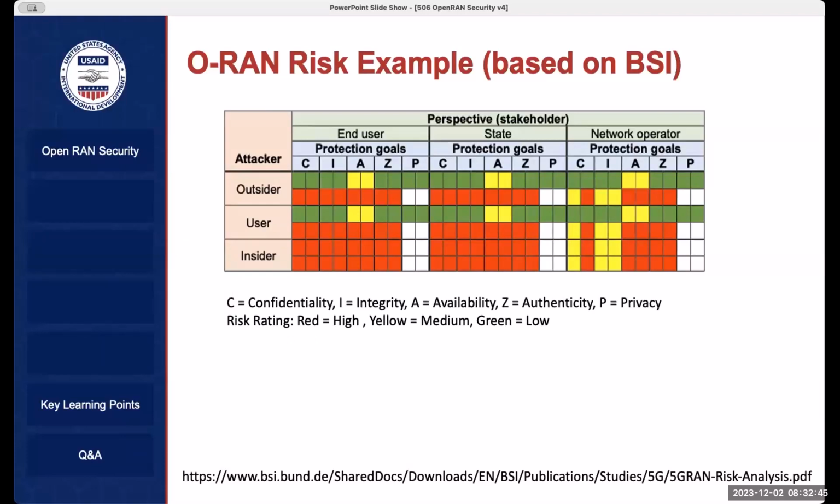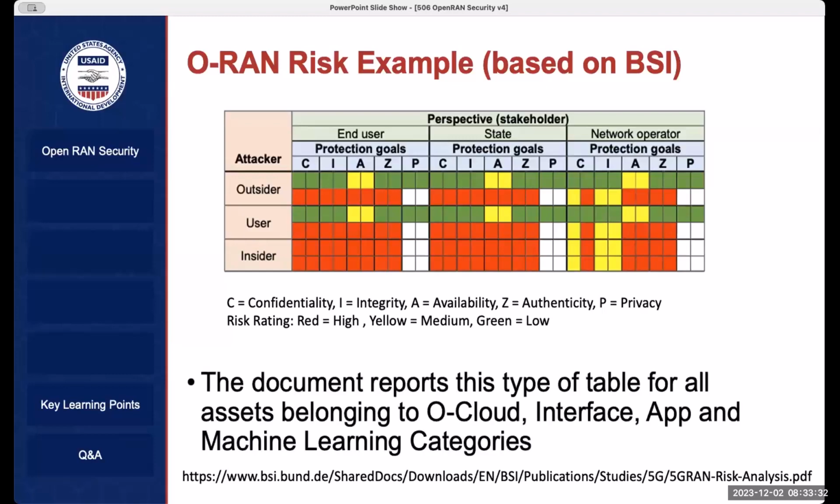But if you could see on this basic table, no, if it was an insider, an insider could easily attack, no, an end user, a state, and most components of network operators, no? But again, it's most likely that they just don't have direct access to other systems that could impact confidentiality and integrity. But for availability and authenticity, it's a no-brainer, no, if it's an insider. Okay. And yeah, it's just an example, no, on one subset, no, that I extracted from the BSI documentation for their 5G RAN risk analysis. Okay.